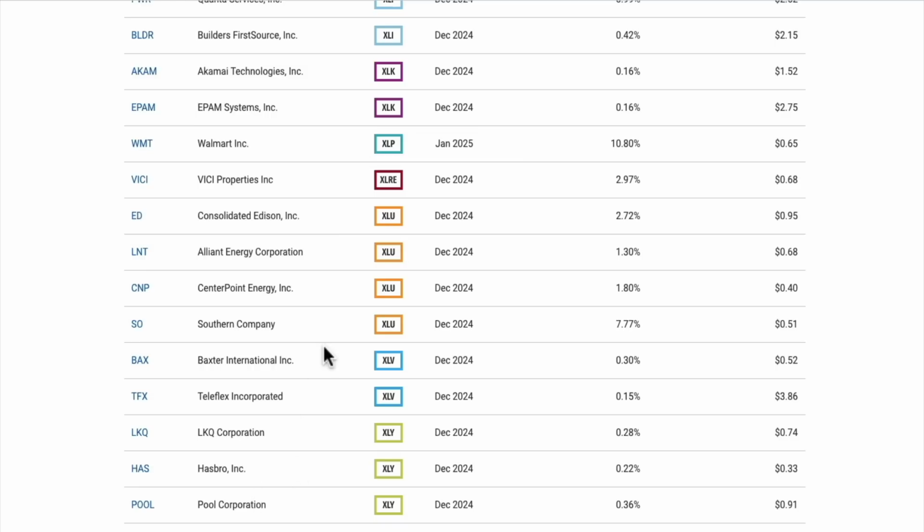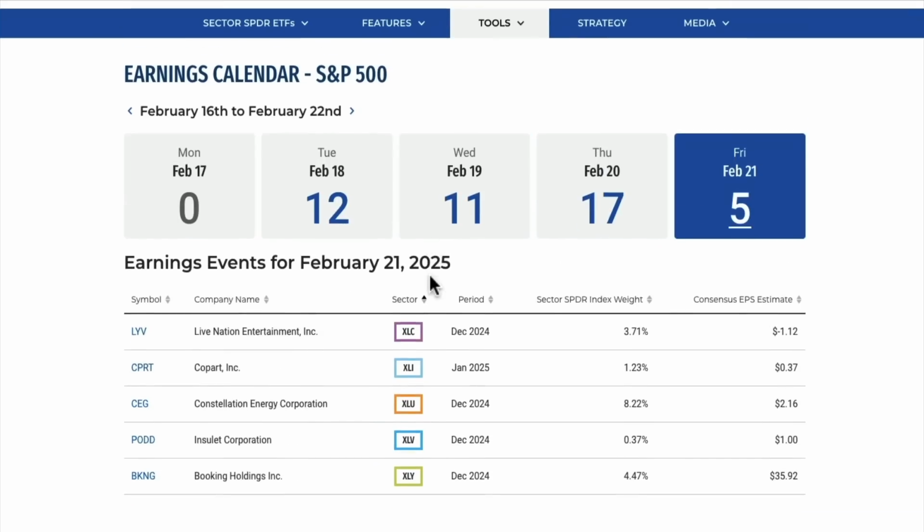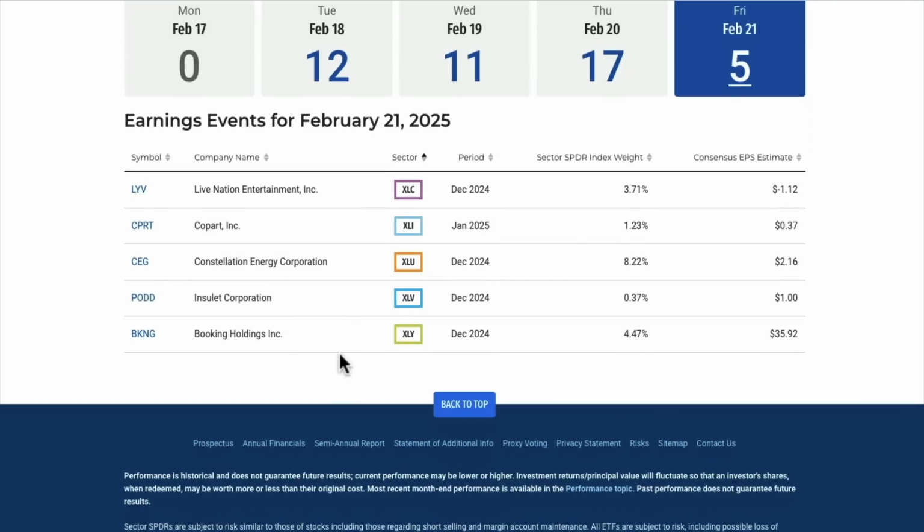Pool Corporation at the bottom there, and what do we have on Friday? Another 5 on Friday. Constellation should be interesting, but the big headline names are gone. The big one that everyone is waiting for now, the one that usually reports last, you know who it is, right? It's Nvidia. I think they're in 2 weeks before they report.